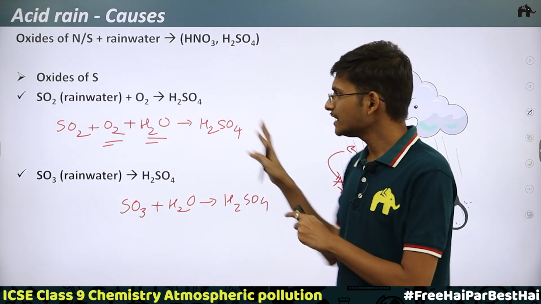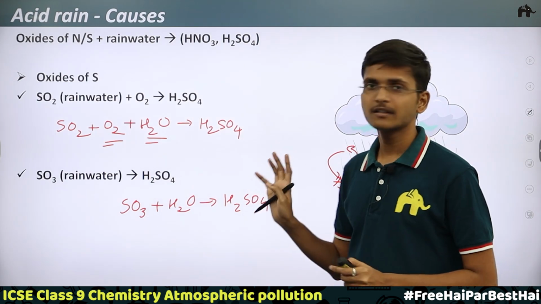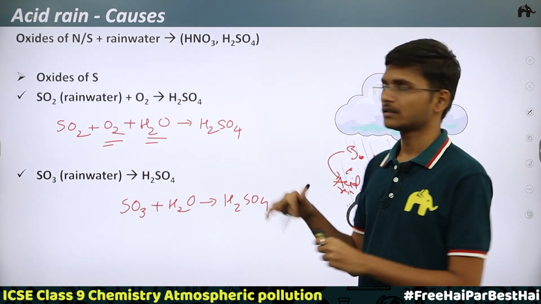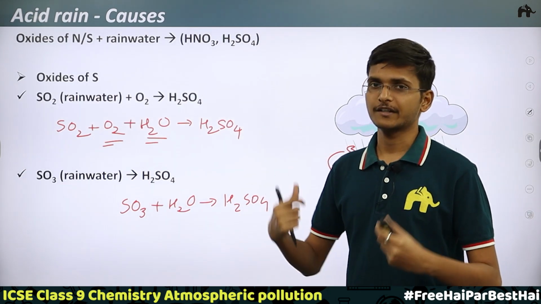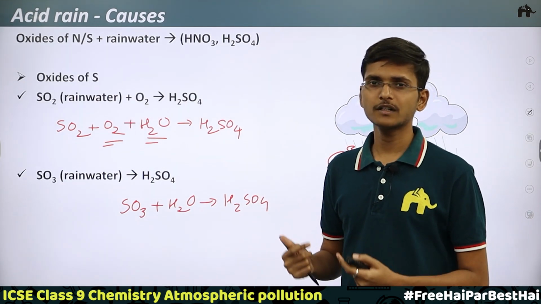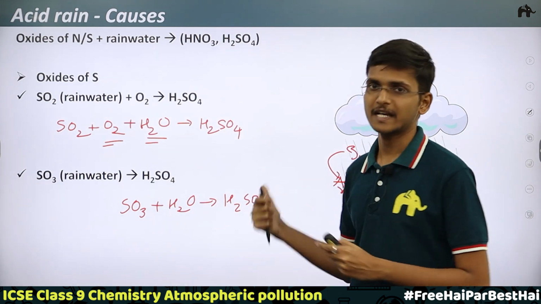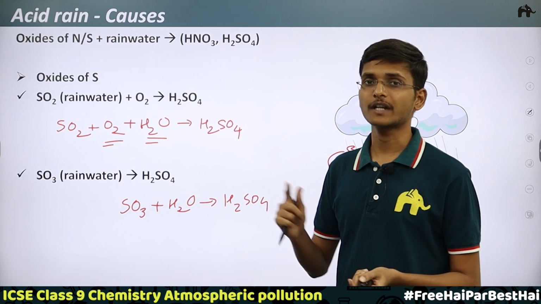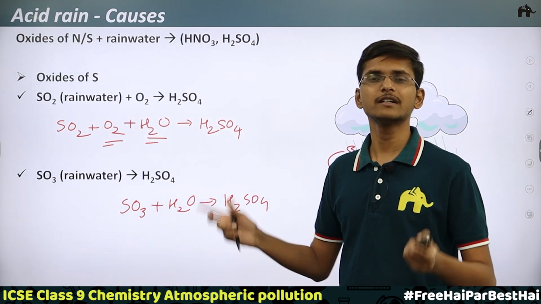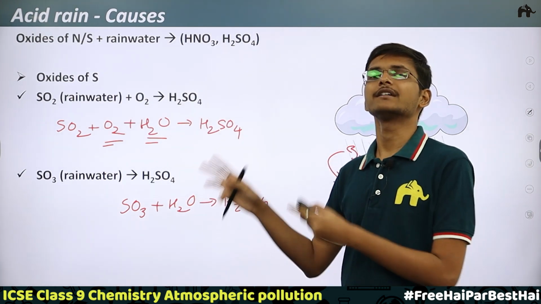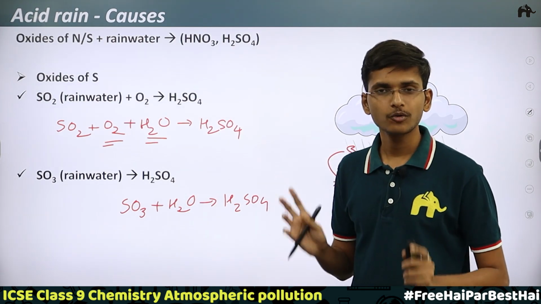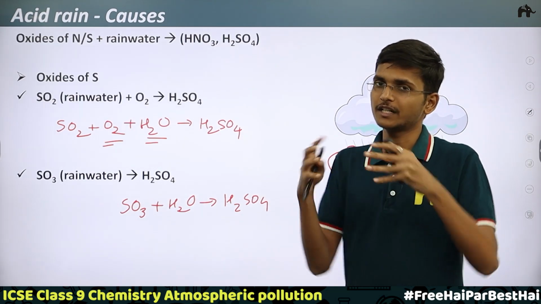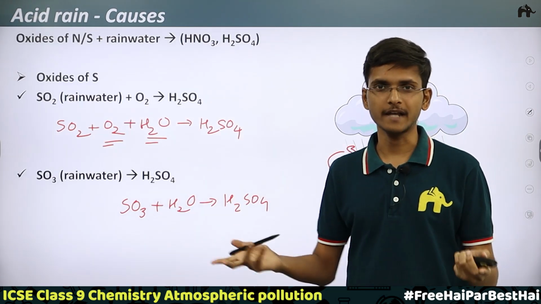Clear? Clear with the equations as well, because these are needed. You should know these equations, you should know the chemical reactions, how the oxides of sulfur are getting formed and how these oxides of sulfur are reacting with the rainwater and forming these acids. Similarly, how the oxides of nitrogen are getting formed and how these oxides of nitrogen, that is nitrogen dioxide, react with the water and form nitric acid. And both these nitric acid and sulfuric acid, when they get mixed with the rainwater, result in acid rain.